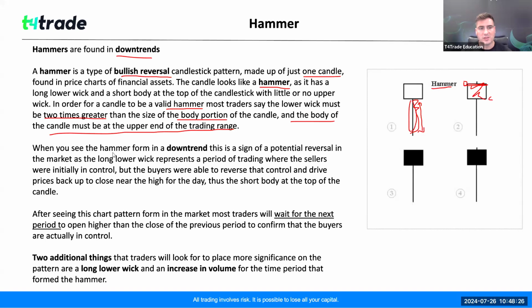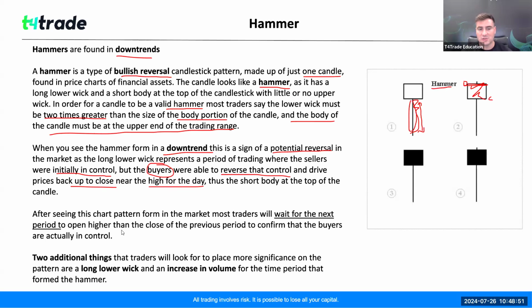Okay, so when you see the hammer form in a downtrend, this is a sign of a potential reversal in the market, as the long lower wick represents a period of trading where the sellers were initially in control, but the buyers were able to reverse the control and drive the price action back up towards the close near the high of the day, hence the short body.